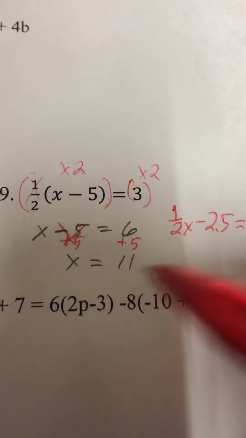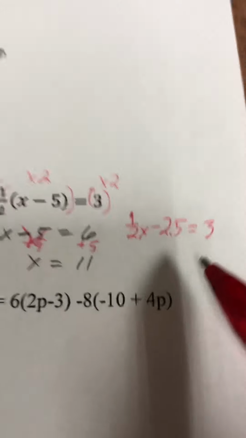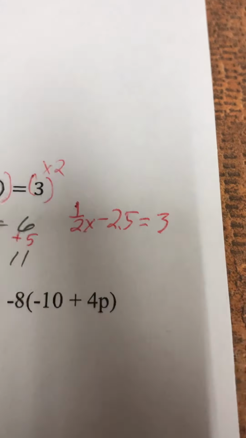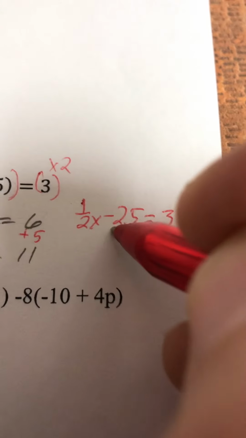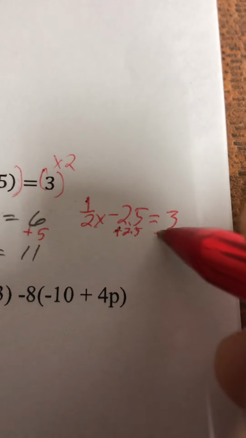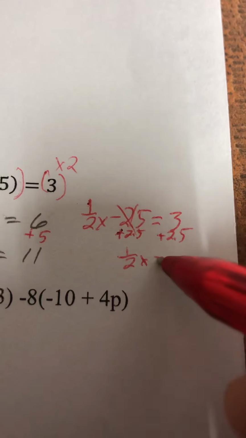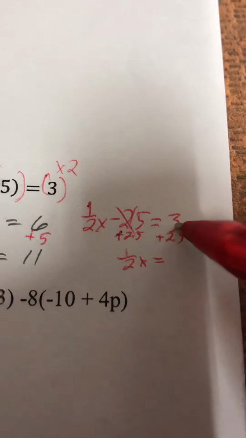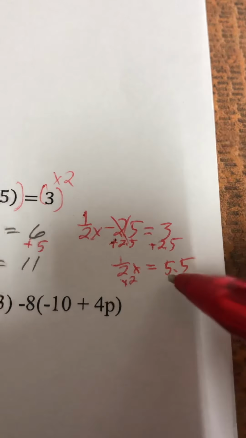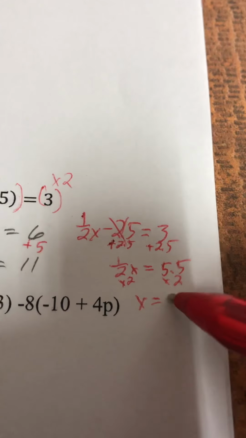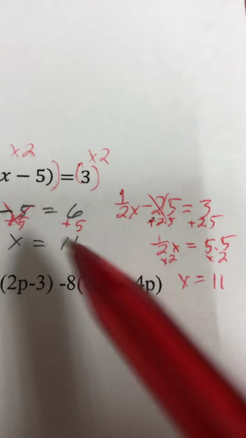6 plus 5 is 11. So this is my final answer. X equals 11. All right. Going back here, this would have been if I added 2.5 to both sides. 2.5, cross that out, half x equals 3 plus 2.5, 5.5. I multiply by 2 both sides, x equals 11. So you get the same answer, okay?